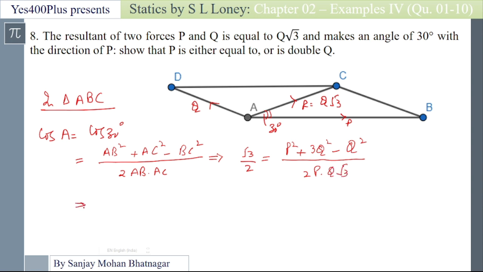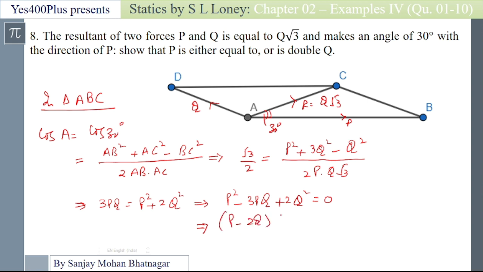Okay, means 3PQ is equal to P square plus 2Q square. In other words, P square minus 3PQ plus 2Q square equal to 0. Means (P minus 2Q) into (P minus Q) equal to 0. Means P equal to Q or 2Q. Proved.